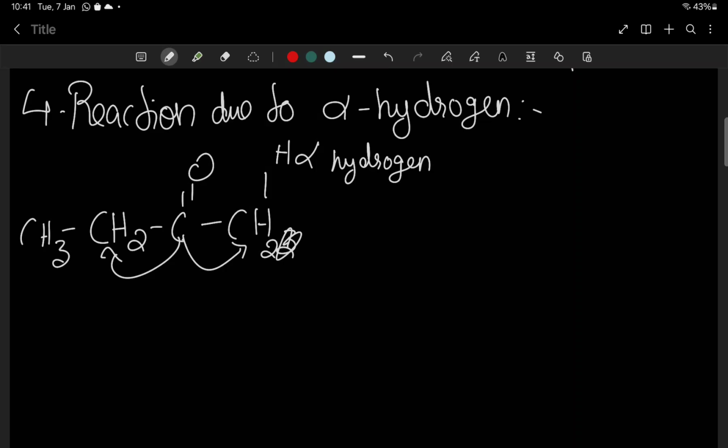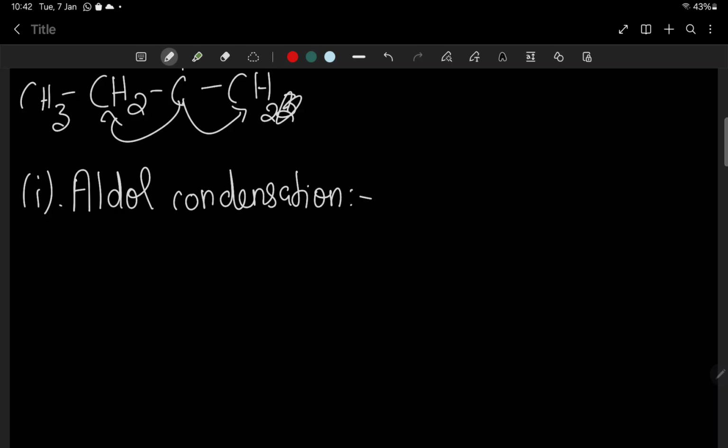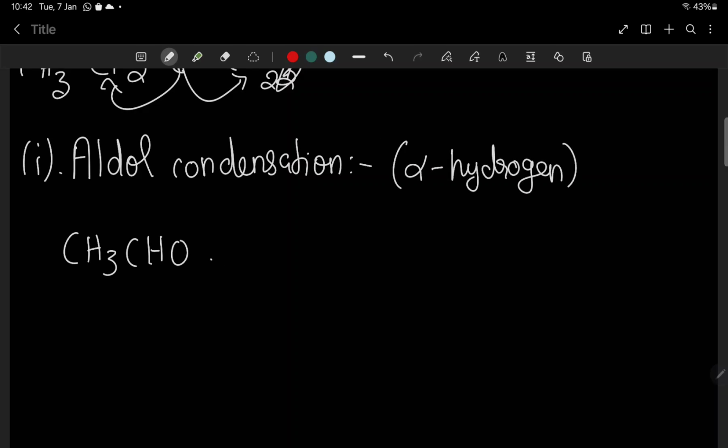So if alpha hydrogen is there, a dehydration reaction is possible, so double bond formation is possible. With this, we are coming to our next reaction, that is the aldol condensation reaction. Take an aldehyde or a ketone with alpha hydrogen. Alpha hydrogen is important. Into it add dilute NaOH, not concentrated.